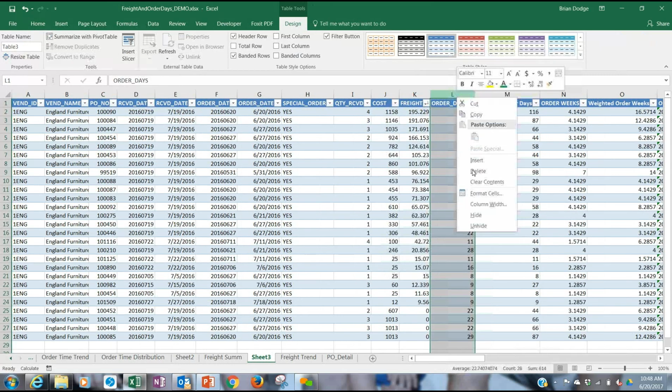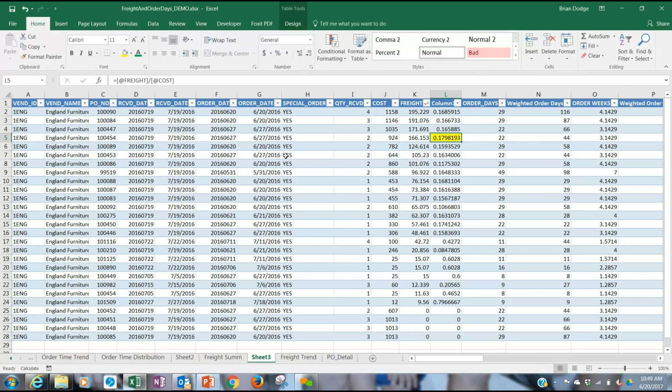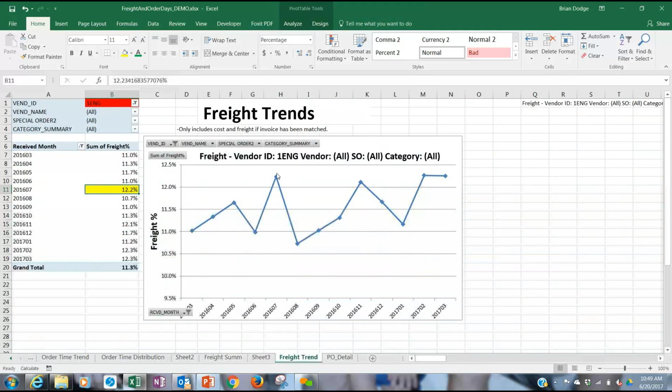Again, we can insert a column and do the freight calculation, and kind of see maybe some higher freight numbers here. There's a 17.9. There's a 17.4. You can sort this on the actual freight percentage as well. But the idea is it gives you more information on understanding what's driving the higher freight with England.